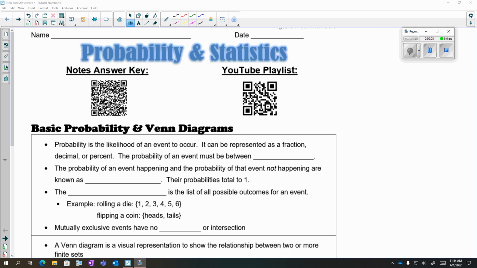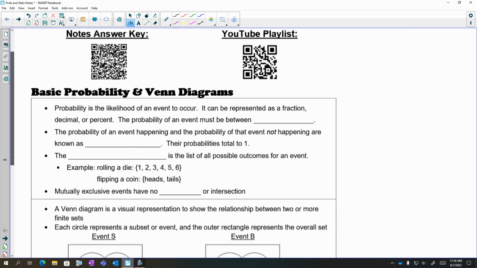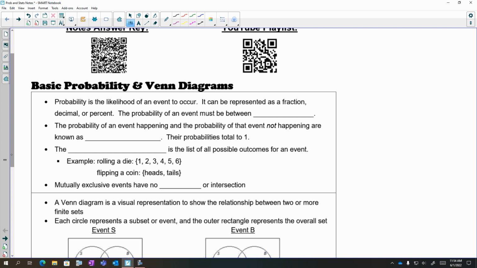So probability is the likelihood of an event occurring, and your probability is represented as a fraction, a decimal, or a percent, and it's always going to be between 0 and 1. And you'll sometimes see that written like that, where the probability P is between 0 and 1.